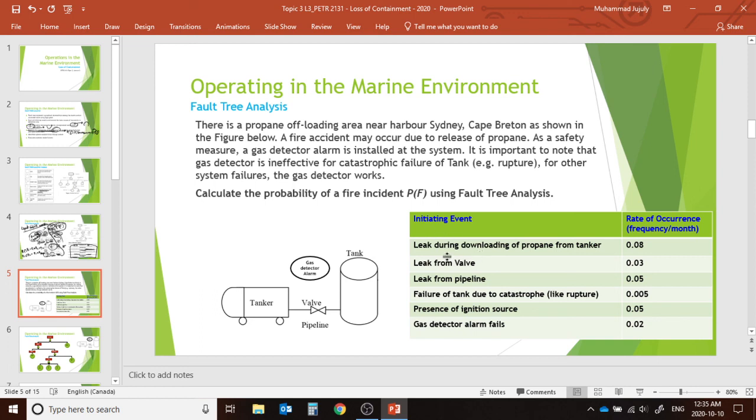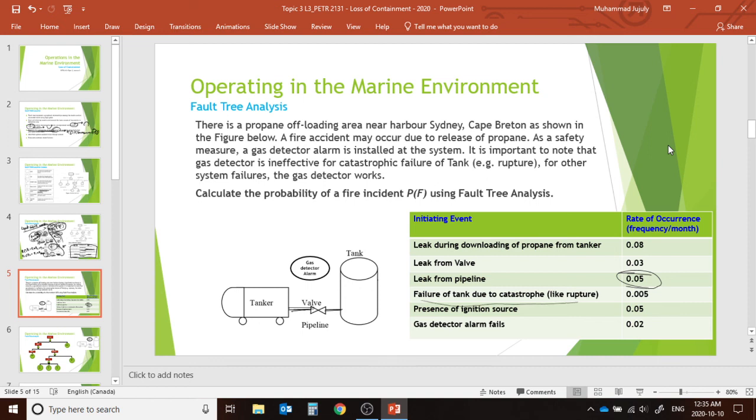The information given is about a leak during downloading of propane from a tanker. For downloading the propane from the tanker, the frequency is given as 0.08 per month. There could also be a leak from the valve attached, and that frequency is given as 0.03. Leak from the pipeline, since there is piping work here and here, could also occur, and the value is 0.05.